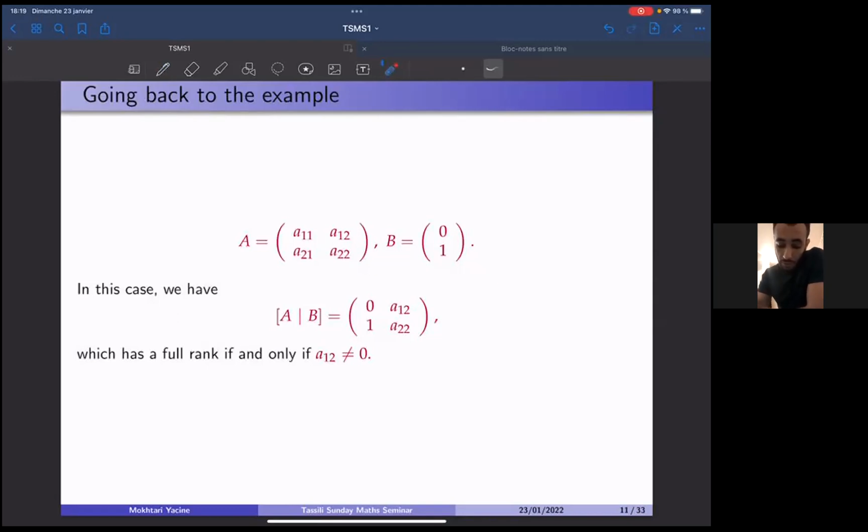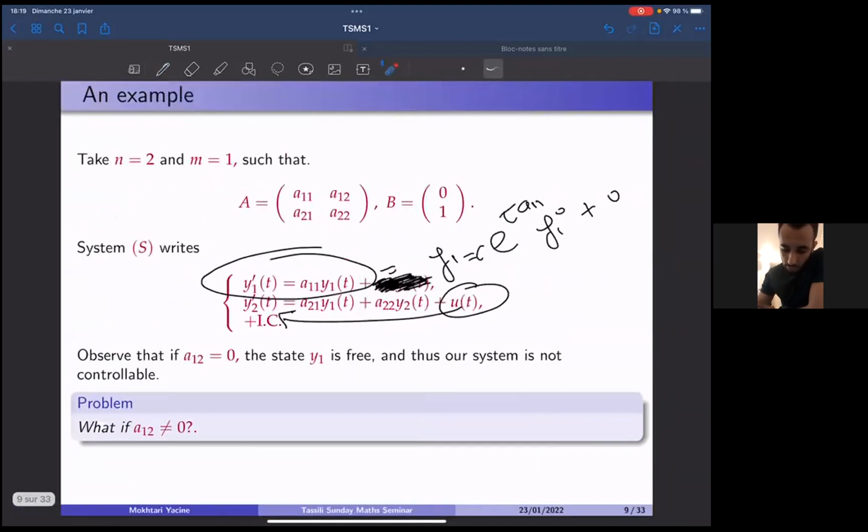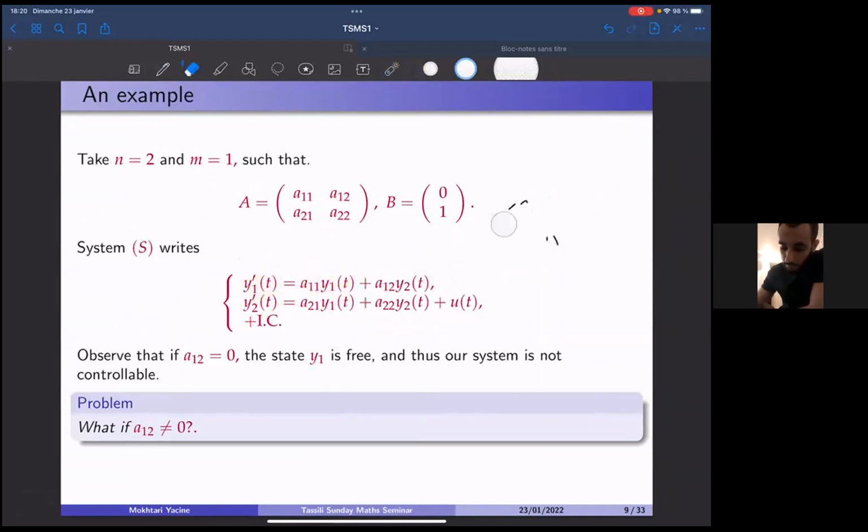And this shows that for finite dimensional systems, the control travels along components. That means that I control Y2 and Y2 controls Y1 without any additional assumption.